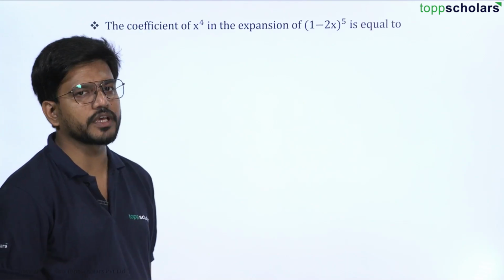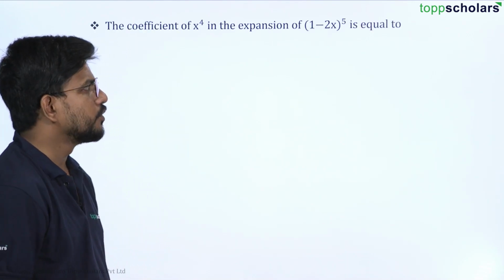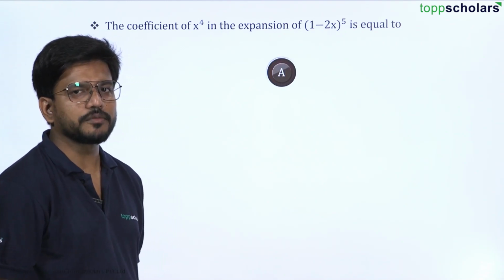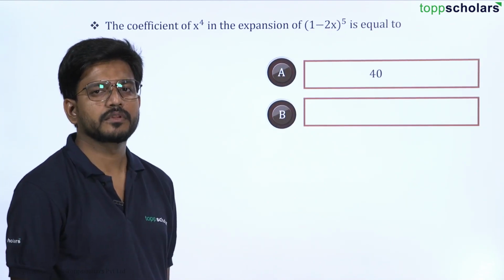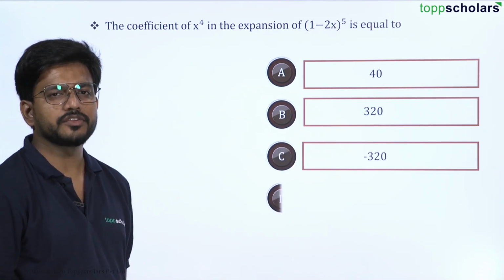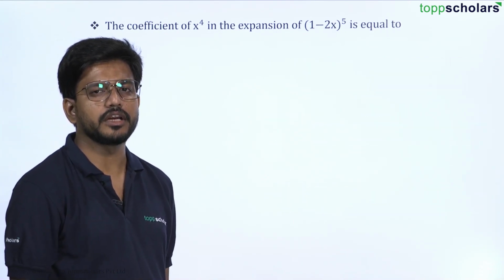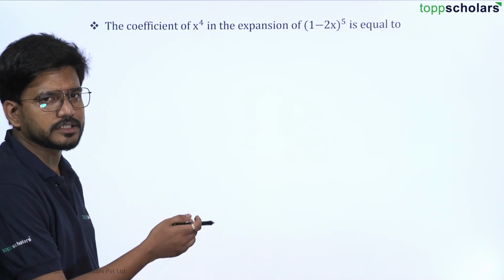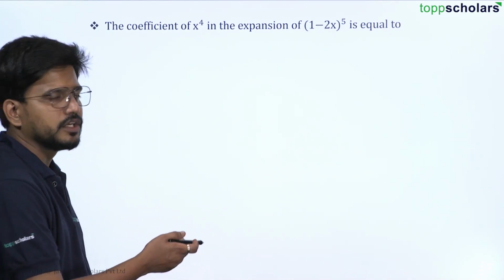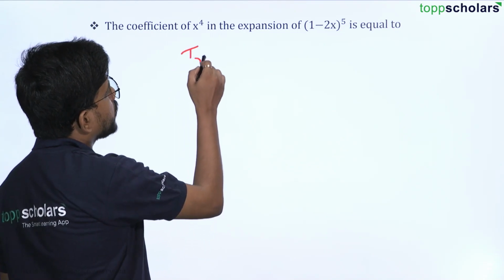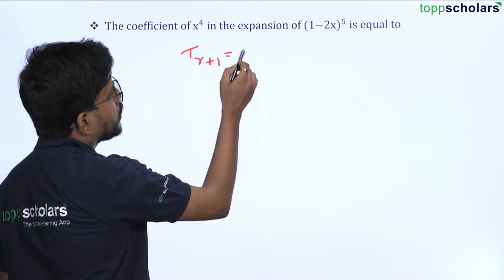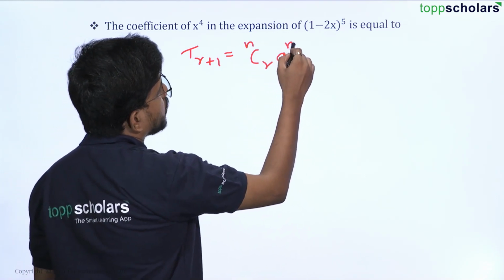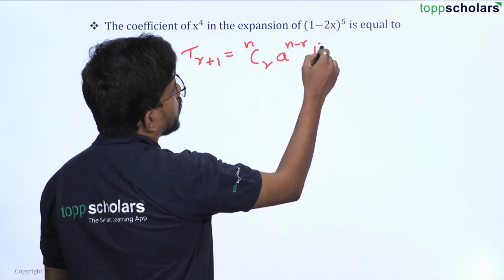Find the coefficient of x raised to 4 in the expansion of (1 minus 2x) the whole raised to 5. The options are 40, 320, minus 320 and 80. Let us see the solution. It's pretty simple. You just expand this and you get the answer, right? So T(r+1). What is T(r+1)? It is simply nCr a raised to n minus r, b raised to r.